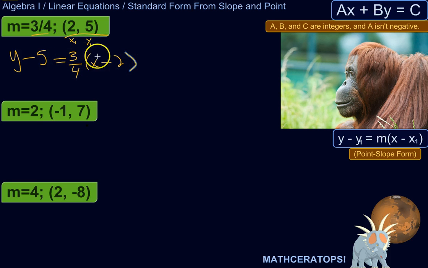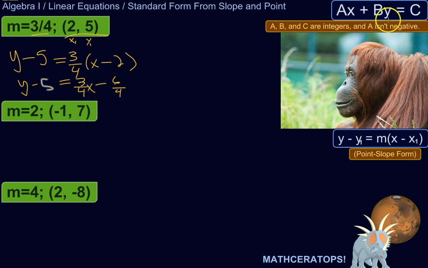So first, distribute that slope. So we have 3/4 times x, and then 3/4 times 2, when we subtract that, would be 6/4. So what is that? That's 1.5. Let's just call it 6/4 for now, actually. Deal with it later. Okay, so we've got y minus 5 equals 3/4 x minus 6/4.